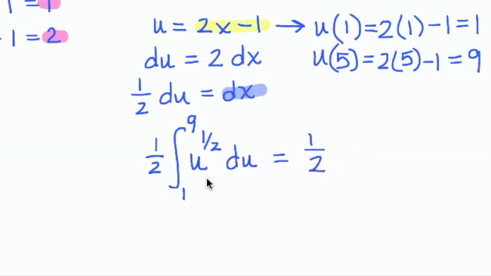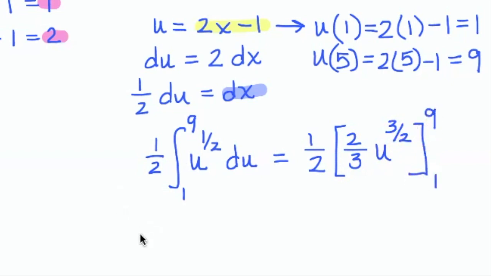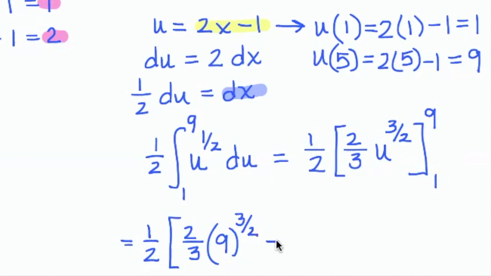Remember, when you integrate u to the 1/2 power, you're adding 1 to the exponent. 1 1/2 is 3/2. So you're going to have a 2/3 come down in front. U to the 3/2 from 1 to 9. You're going to substitute. And at that point, again, honestly, you can use your calculator just to plug all that in. I will do it by hand because I just like doing this stuff by hand.